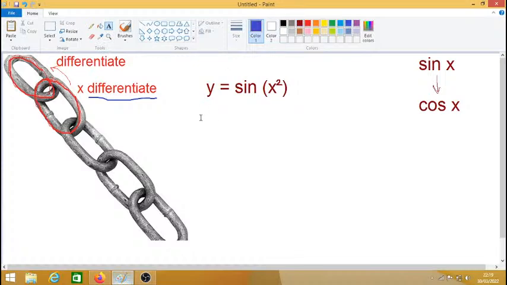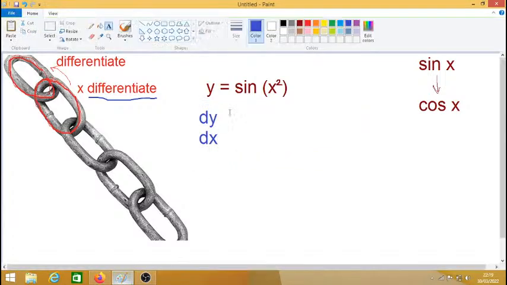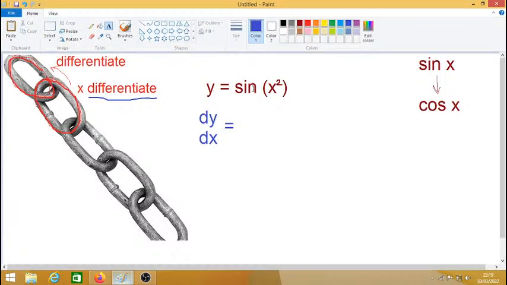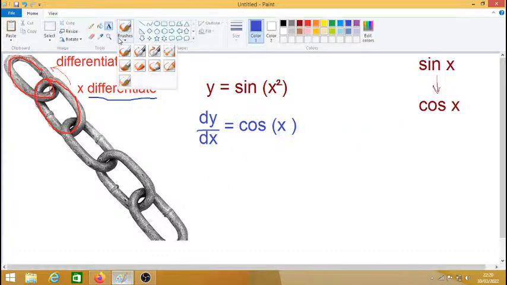So that becomes dy by dx is equal to, and then because sine differentiates to cos, this would be equal to cos. That's the only thing that changes. It changes from sine to cos. We keep the x squared as normal. And then we take a closer look. So it's outside in. We've done the outside.